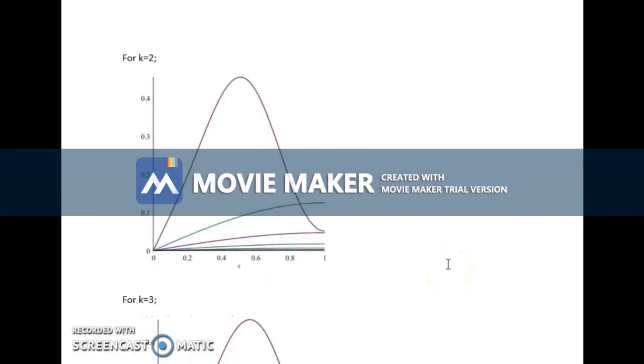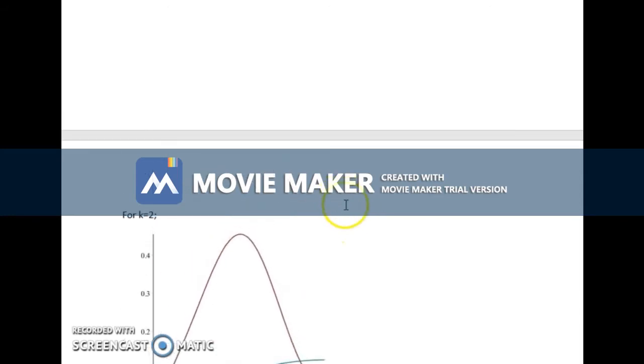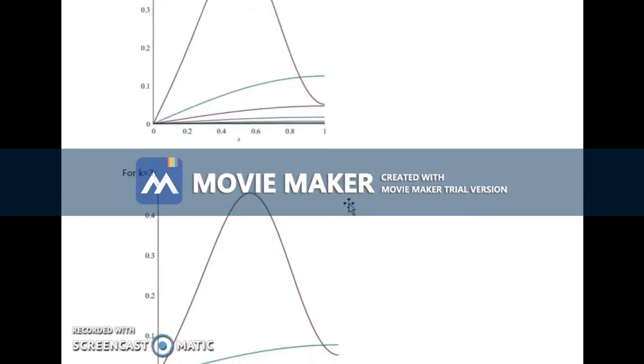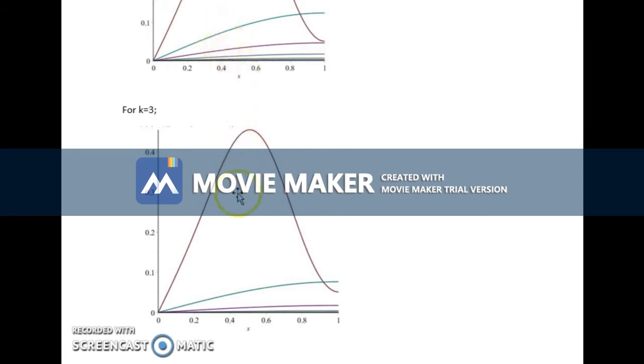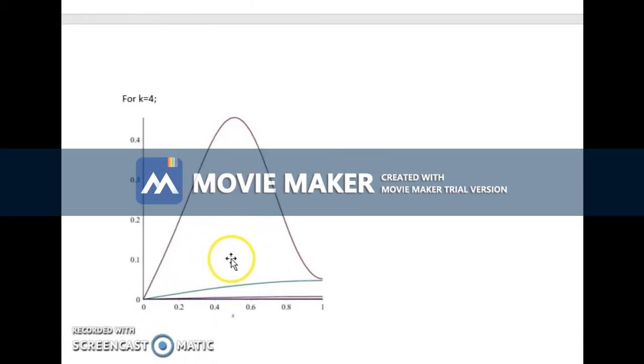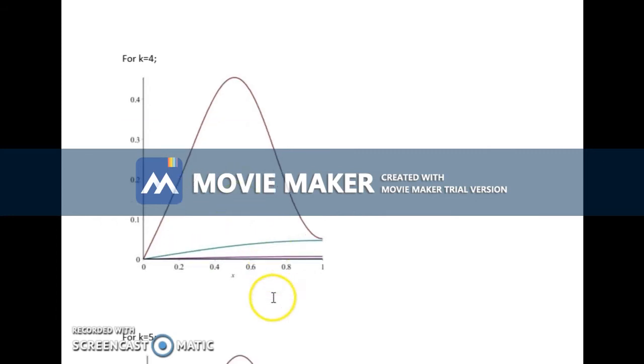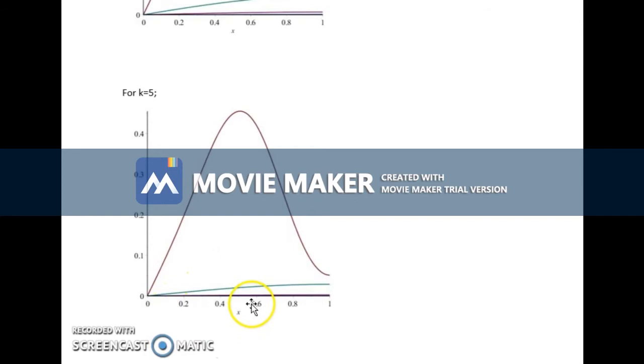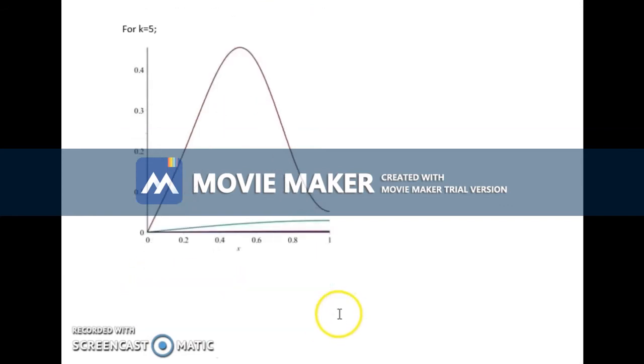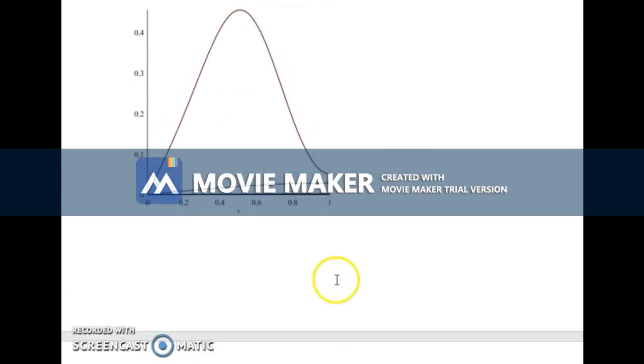So this is for k equal to 2. We get this graph, and we know that the graph decreases if k is greater than 1, this line will decrease to the origin. So that's all.